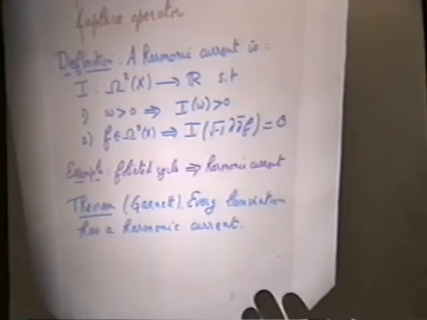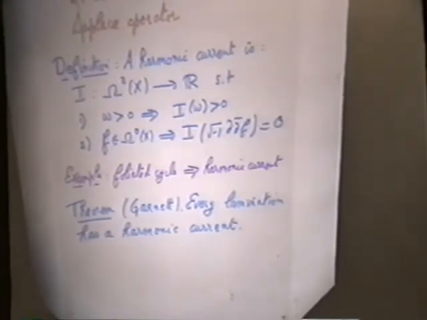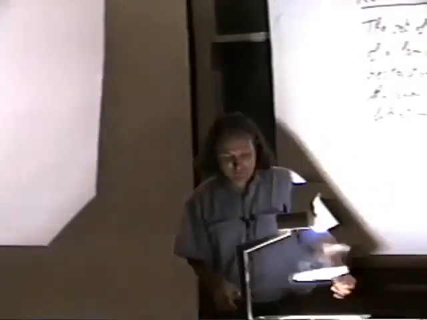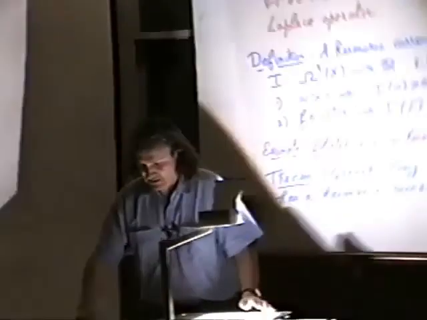Okay. And the theorem, due to Garnett, is that any lamination on any compact space has at least a harmonic current. And the proof is very simple, just in the same spirit as yesterday for the Hahn-Banach theorem. The picture is this.